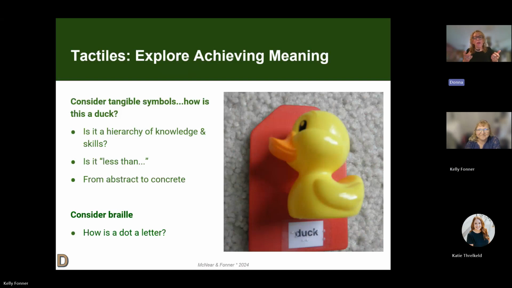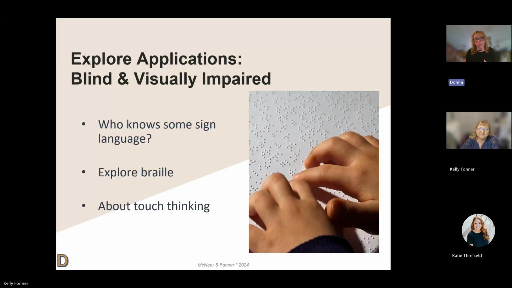Okay, so we're going to be jumping into Braille. So just consider Braille, for example. So how is a dot a letter? So just the same thing. How does a print B become meaningful to a child? So we're going to just do a little deep dive into exploring some applications with blind and visually impaired.